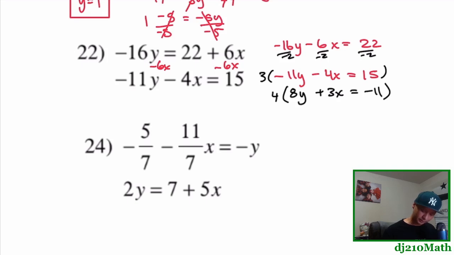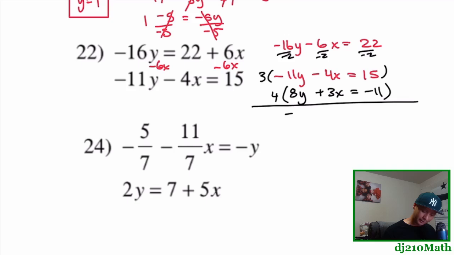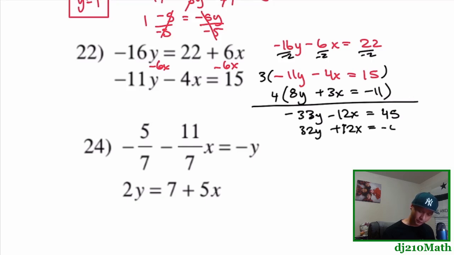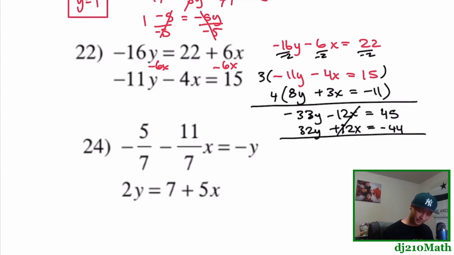x's. So let's go. I'm gonna rewrite this. I'm gonna draw a line so I don't get confused here. So this is gonna be negative 33y minus 12x equals 3 times 15, 15, 30, 45. 8 times 4, 32. Oh, that's nice. Plus 12x equals negative 44. All right, so now when I add these together, that cancels.